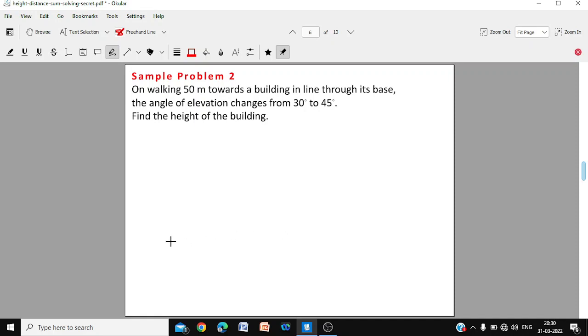So we have a building here. First of all, we must have a horizontal ground, and on this we have a building. Now the person was standing here. This was the first point of observation. Then he walked 50 meters towards the building. That means the second point. There is the first point of observation and there is a second point of observation. And this distance is 50 meters because he walked 50 meters towards the building.